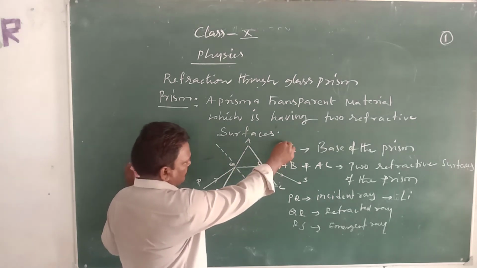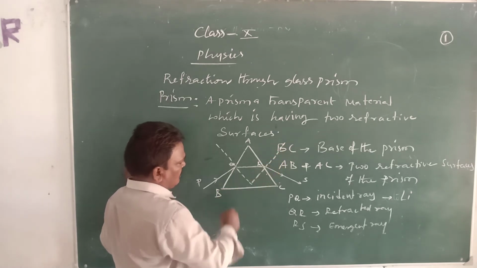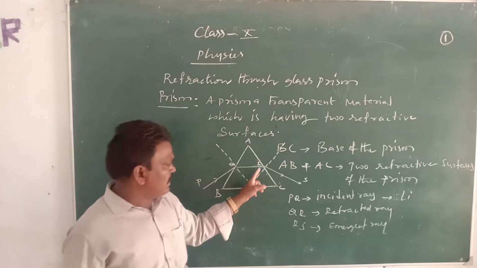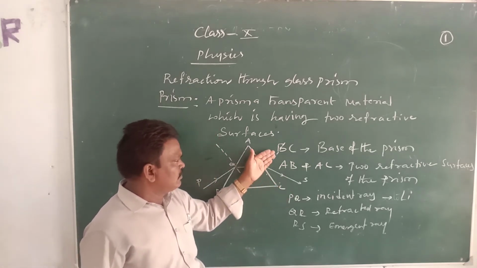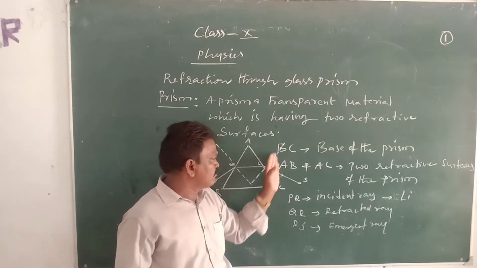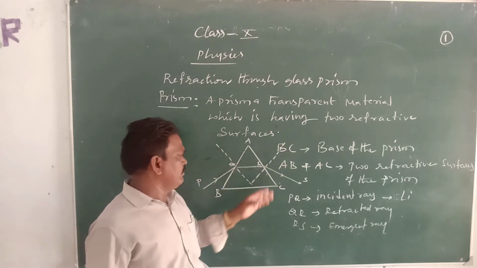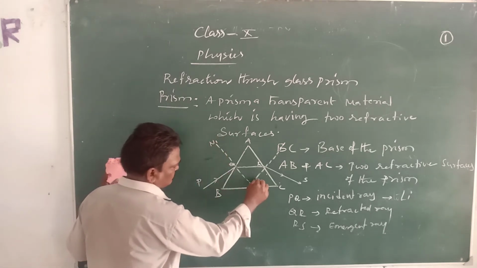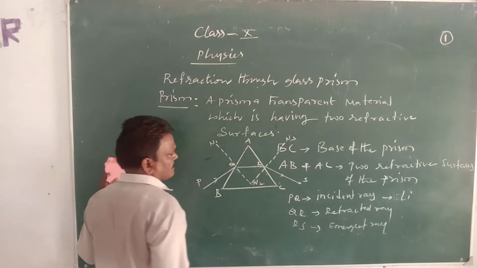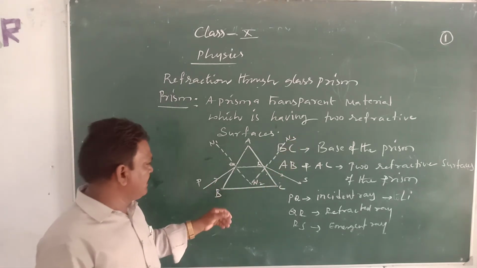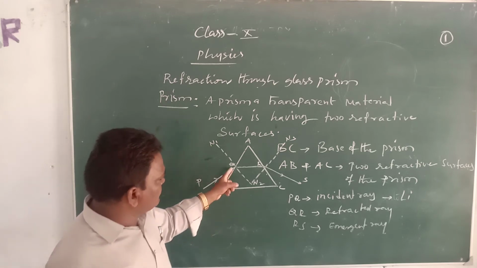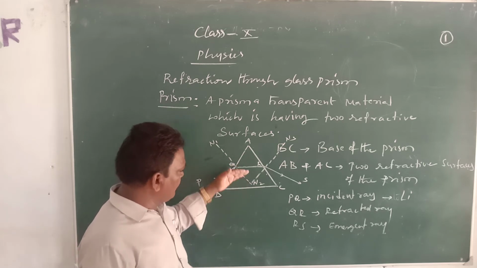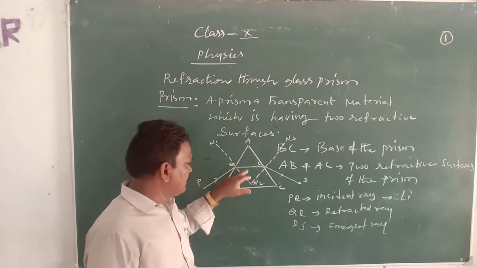And when the ray comes out of the prism, the emergent ray moves away from the normal. For example, the normals can be named N1, N2 and N3. So if you observe once again, when the incident ray enters the denser medium, inside the prism, the refracted ray moves towards the normal.